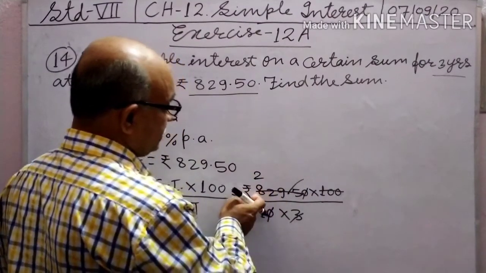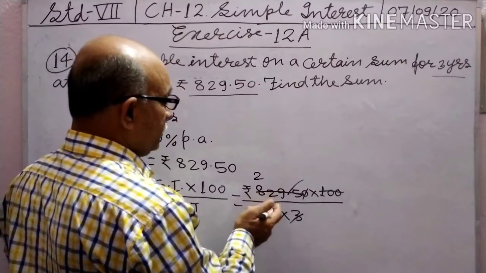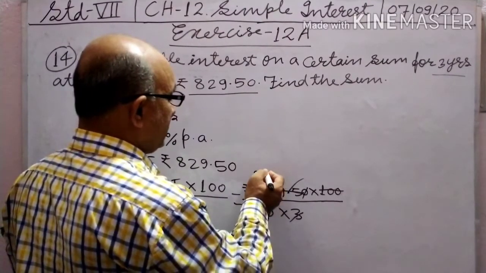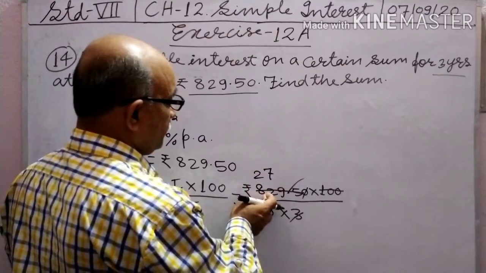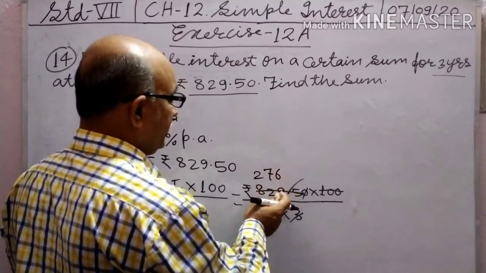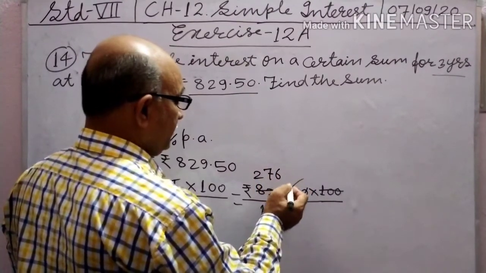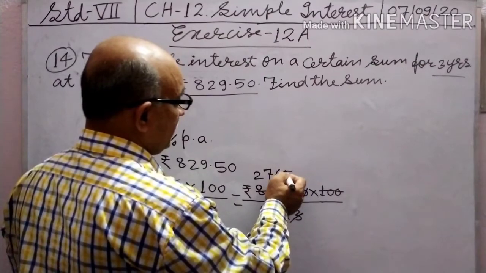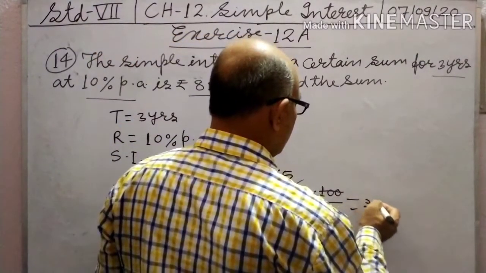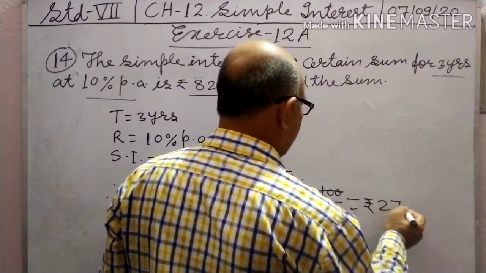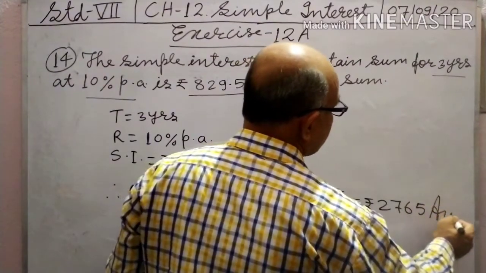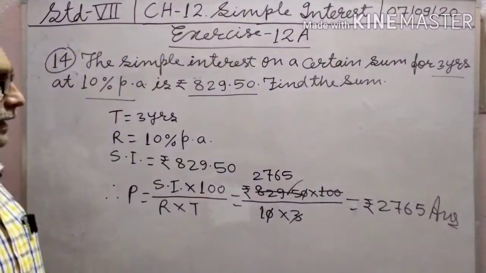3 twos are 6, 22. 3 sevens are 21, 1, 9, 19. 3 sixes are 18, 1, 5, 5. 3 fives are 15. So equal to rupees 2,765 will be the answer of this question. Right?